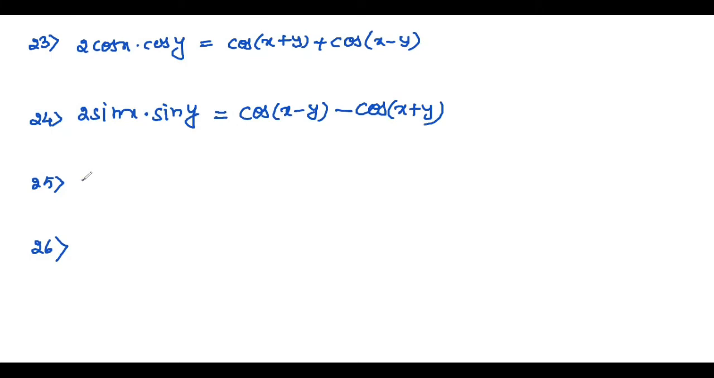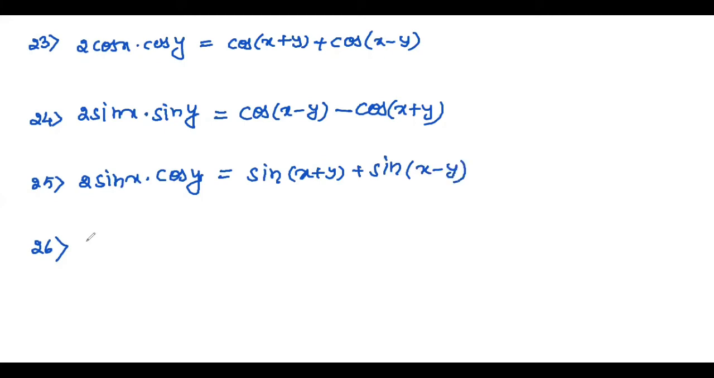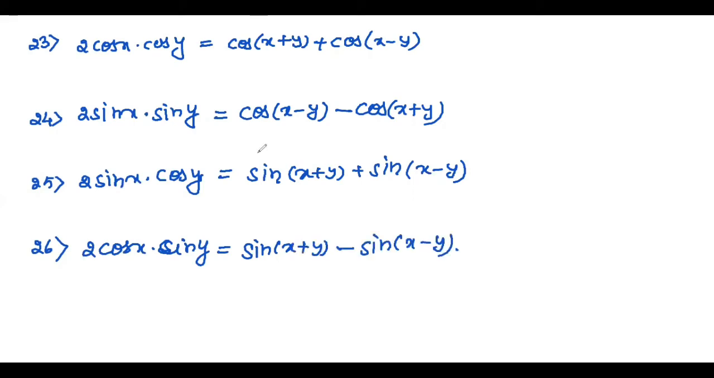Now the next one, that is 2 sin x into cos y. This is sin of x plus y plus sin of x minus y. The next formula is number 26, that is 2 cos x into sin y, and this is sin of x plus y minus sin of x minus y. So these are the next 4 formulas.